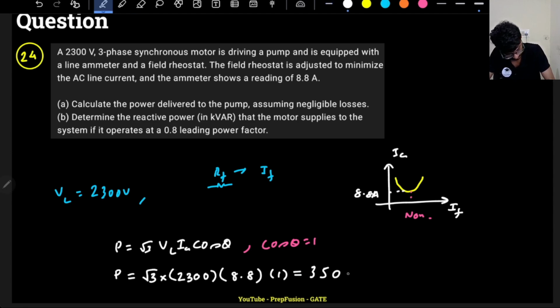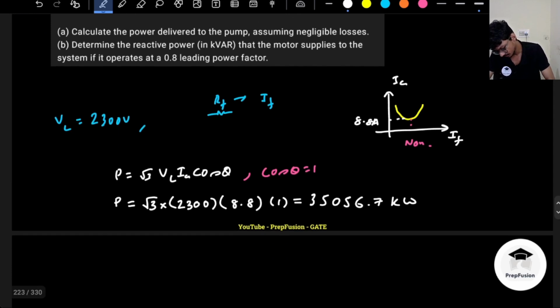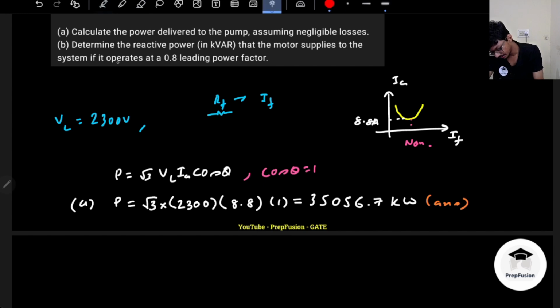Almost 35,056.7 watts. Okay, so this is the power being delivered. This much I know. This is the first part of the answer. Now the next part: determine the reactive power that the motor supplies if the system operates at 0.8 leading power factor. Okay, so the system will operate at 0.8 leading power factor.